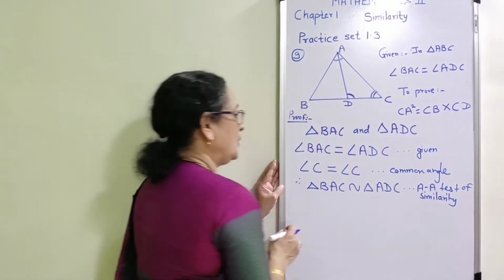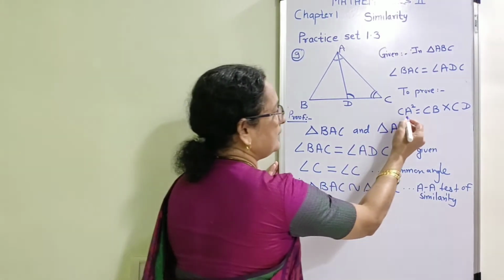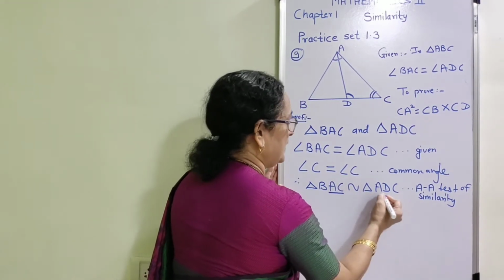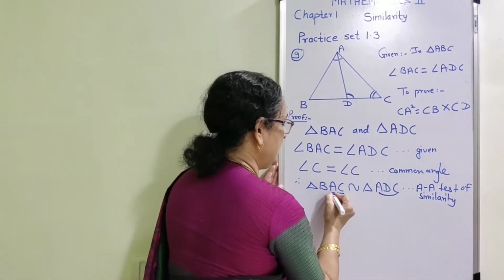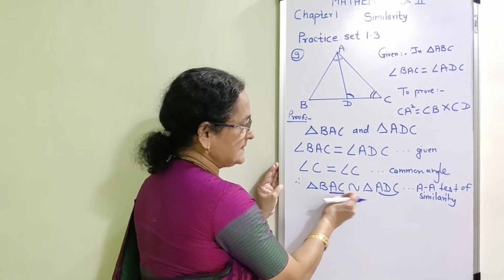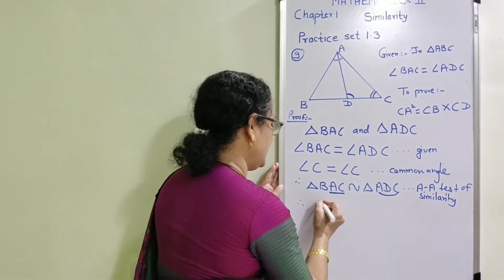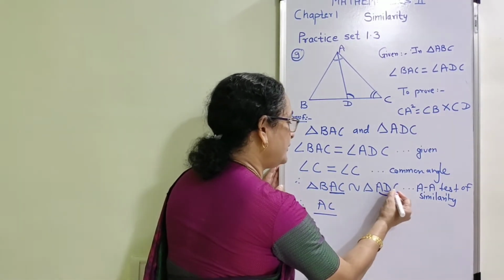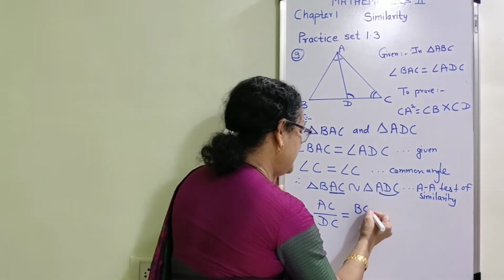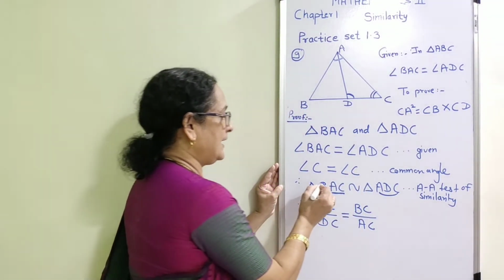Now observe the given thing, which thing you are going to prove. I need here CA square. Now I am going to observe where it is AC. Here in the given, AC is in the last two vertices and the first and the last one. Therefore I am going to write AC upon DC is equal to BC upon AC.